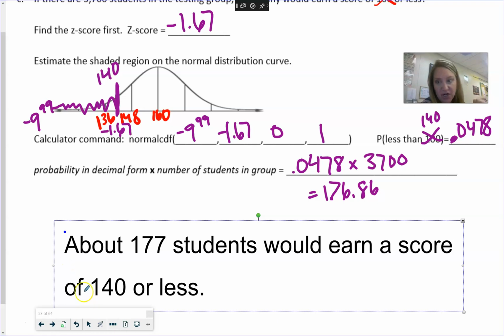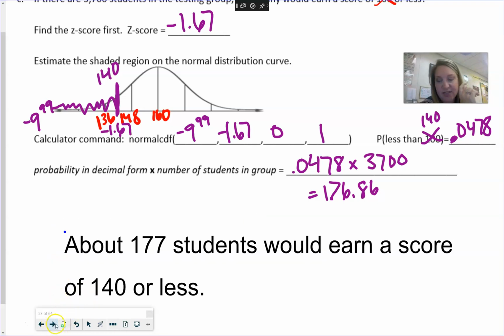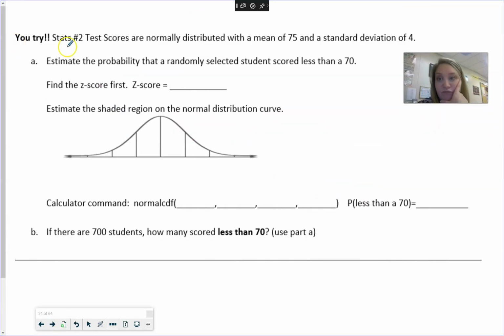All right, so we're going to pause and you're going to try one like what we just did. So it has all the probability in there, and then you're going to apply it to how many of them would do something. Okay, so this one is yours. Here we go, normally distributed with a mean of 75, standard deviation of 4. So we're changing. What's the probability that a selected student scored less than a 70? So you're going to complete this entire thing, do your shades, find your z-score, do your calculator command, find your probability, and then if the question part B, if there are 700 students, how many of those scored less than 70? All right, so pause, and this one is all you.